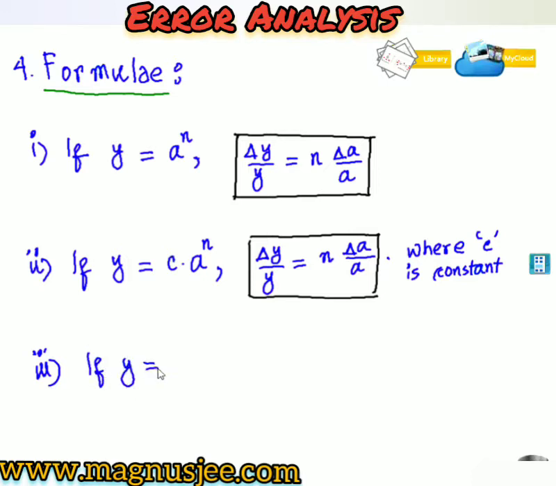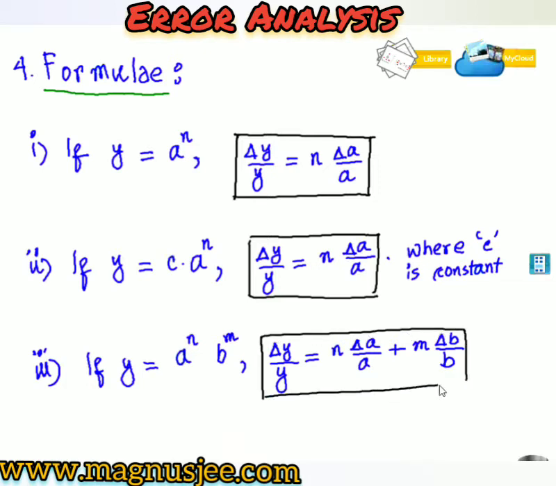Again, if y equal a to the power n dot b to the power m, product of two functions, then delta y by y will be equal to n delta a by a plus m delta b by b. That means relative error in the measurement of y will be sum of relative error in the measurement of a to the power n and b to the power m.